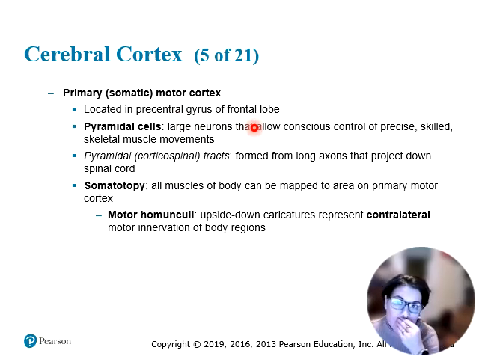Okay, so the primary motor cortex we saw, that's right next to the parietal lobe. And it's a really interesting area. So this runs the voluntary motor movements, conscious control of precise skilled skeletal movements.